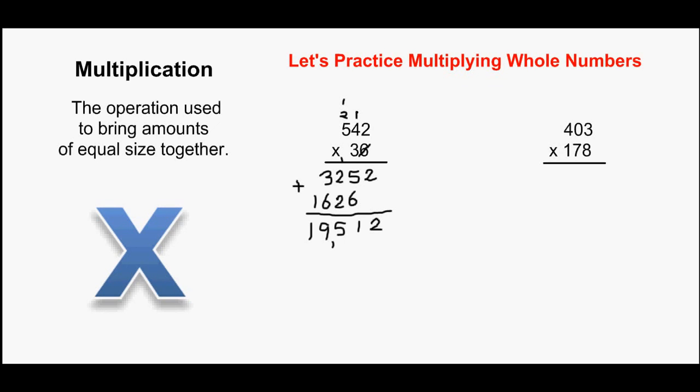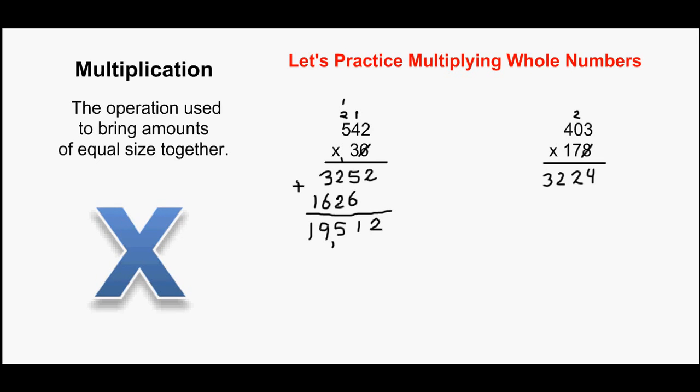Let's try one more example. We'll begin with the digit furthest to the right on the second factor. 8 times 3 is 24, carry the 2. 8 times 0 is 0, plus 2 is 2. 8 times 4 is 32. We're done with the number in the first column.